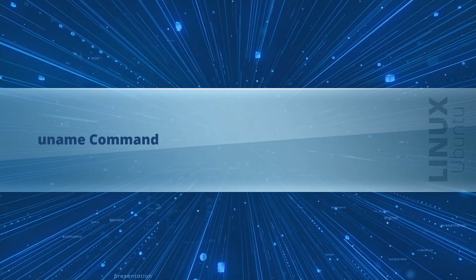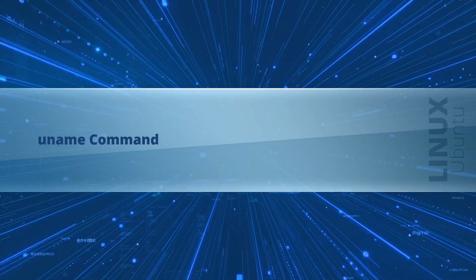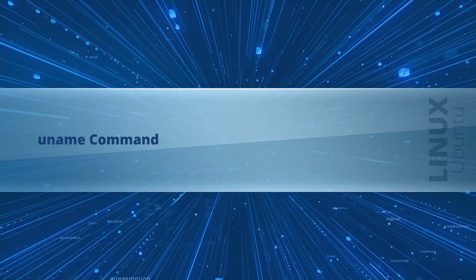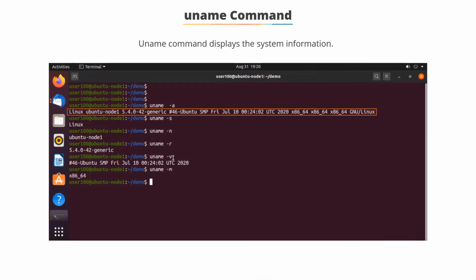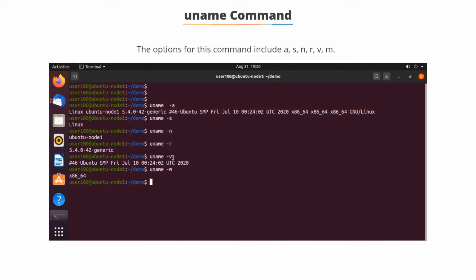Let's learn about the uname command to view system architecture information. The uname command will provide the information regarding the OS distribution, release version, CPU architecture, and kernel version. The different options available for this command include -a, -s, -n, -r, -v, and -m.